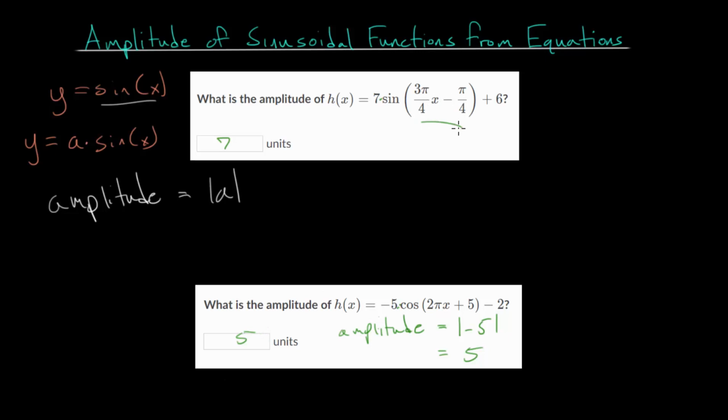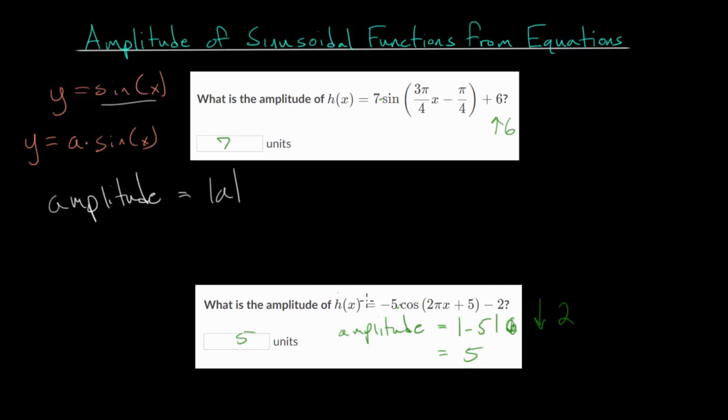And in later videos, we will talk about what is happening on the inside here. This is essentially related to the period. And this number right here that we're adding or subtracting will essentially shift the function horizontally, either left or right. And this plus 6 on the outside, or minus 2 down here, will essentially move the function up or down, depending on if it's positive or negative. In this case, it will move it up 6 units. But this will deal with our midline. Adding or subtracting on the outside of a function, remember, just shifts the function vertically. And in this case, since we are subtracting 2, this will shift the midline down 2 units.